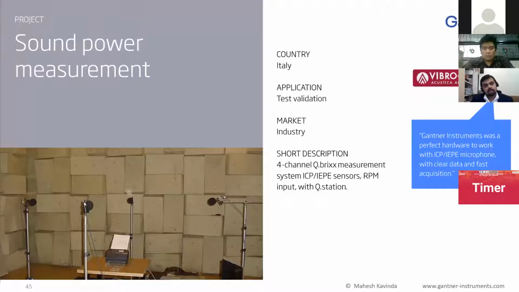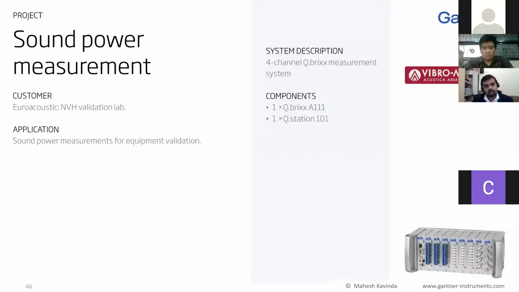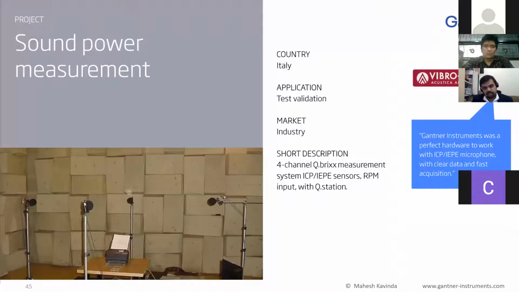So the moment we move forward to how we have adapted this into real-world applications, I have selected the quite prominent ones out of what we have done. This is one of the test validation applications we have applied in Italy for Vibrastic. Here, they want to build an NVH validation lab. So we have done the sound power measurement for the equipment validation. And we have used expandable 4-channel portable systems with multiple ICP and IEP sensors.